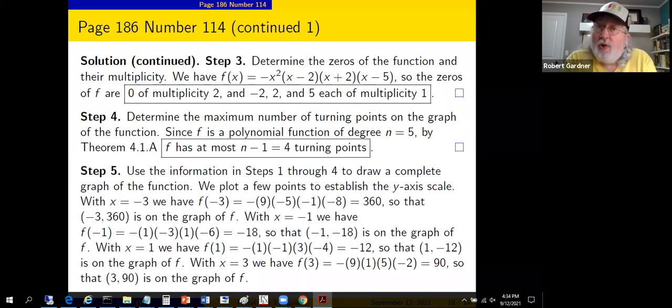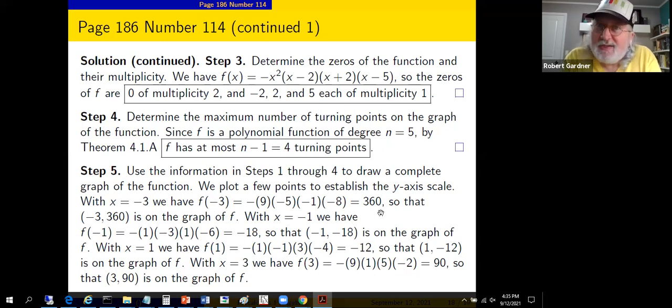All right, we're going to draw it. They want us to plot a few points. Let's plot some points maybe between some of the x-intercepts. The x-intercepts were -2, 0, 2, and 5, listed in order. Let's take -3. It's less than -2. Trust me on the arithmetic here, it's a bit messy.